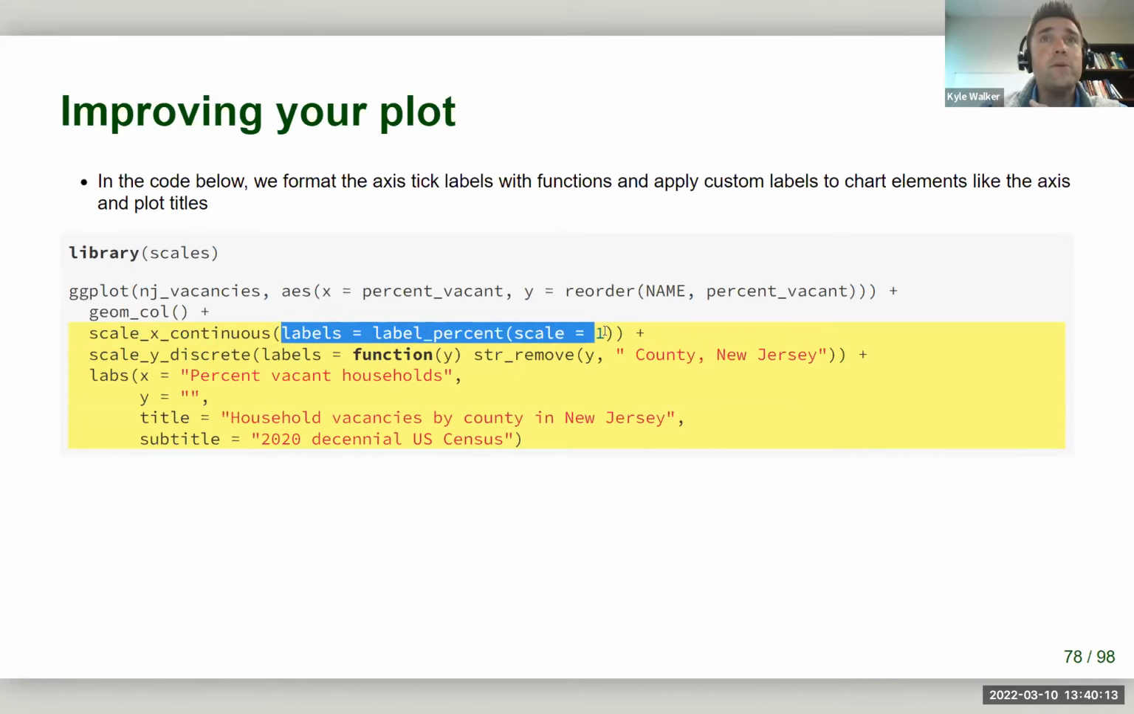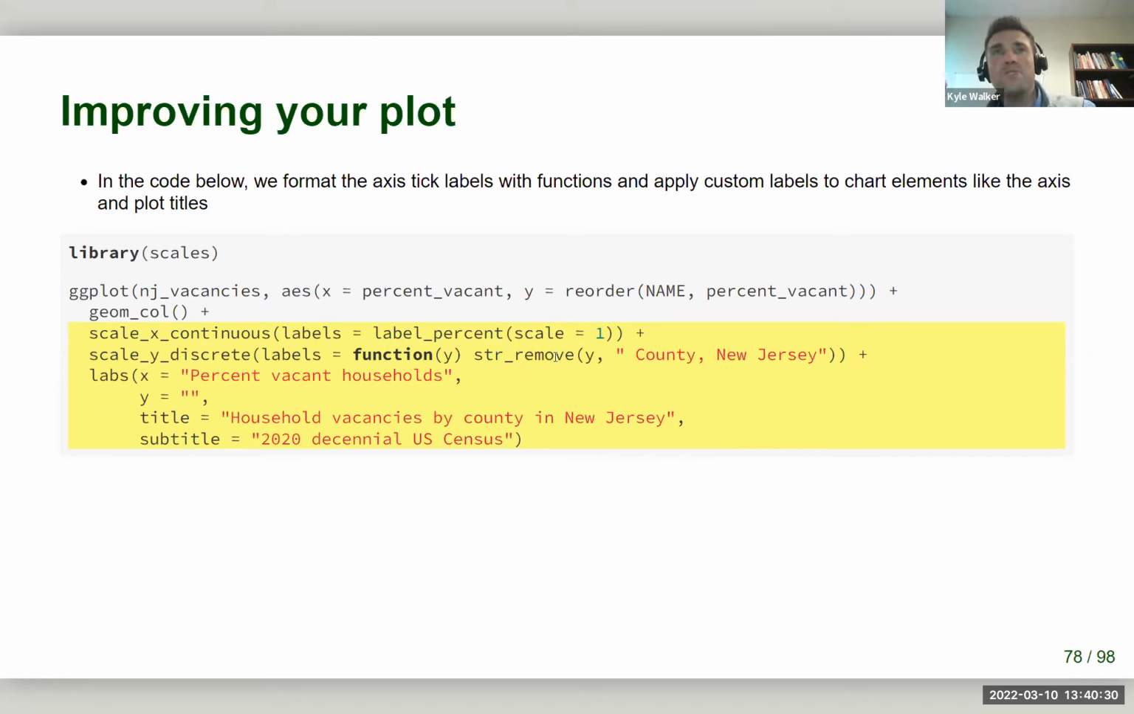And I'm using a label function called label_percent from the scales package. I set the scale to 1, meaning that the scaling factor that I'm multiplying each value by is 1, because my data are already percentages. What this is going to do is attach a percentage sign to each of the x-axis tick labels, so communicating that it's in fact a percentage.